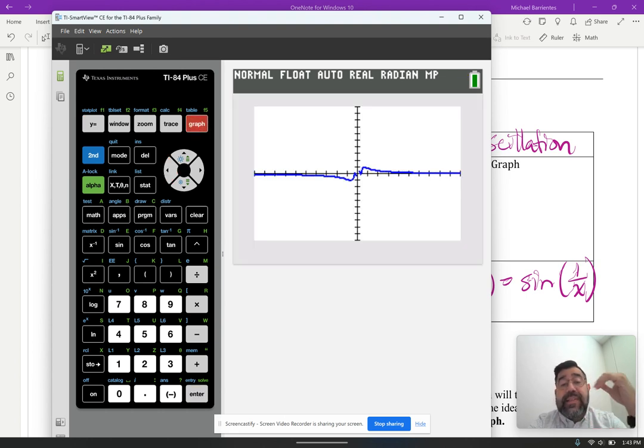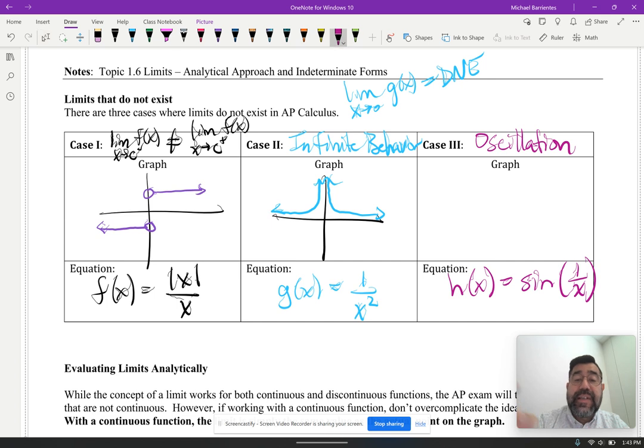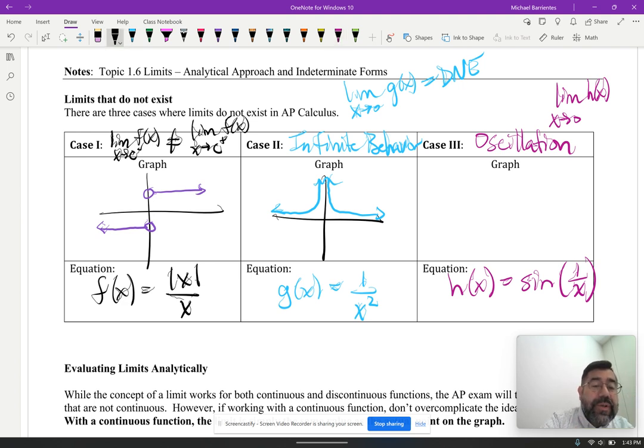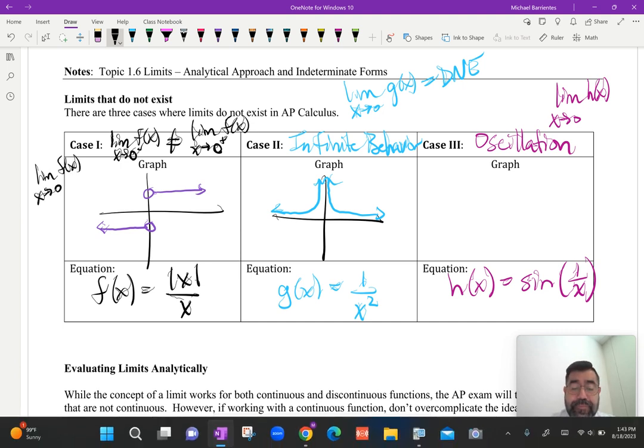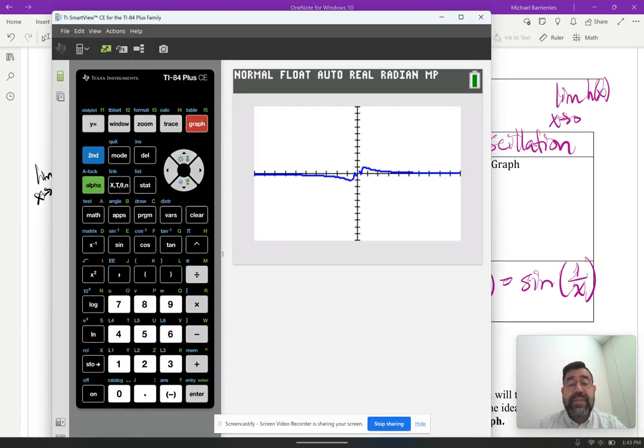So if you look at this, it seems like the limit would be 0, right, from both sides as I get closer and closer to 0. So we're specifically looking for the limit of h of x as x approaches 0. Just like over here, we were looking at the limit of f of x as x approaches 0. So my three examples that I'm using, I'm approaching 0. So going back to this last one, it looks like it's approaching 0, right?